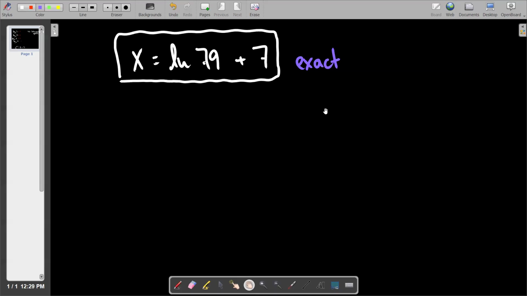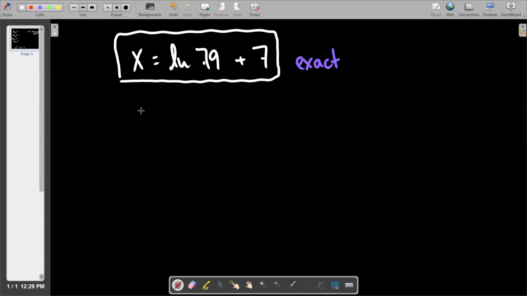So we're all going to type in this expression. We're going to type in the natural log of 79. Make sure you close the parentheses after 79. And then we're going to hit plus 7. And we're going to round it off to 3 decimal places. So what's that going to be? 6. Yeah, in this case, the 9 would stay the 9.